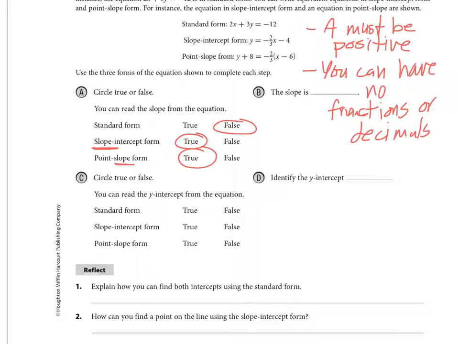Can we see it from point-slope form? Yes, okay. You can read the y-intercept from the equation. Standard form, no. Slope-intercept, there you go, yes. Point-slope, no, because it's a point. Now, sometimes that point may be the y-intercept, but typically it's not. So we look at standard form, and neither one of these things are true. And we're like, well, why even do standard form?